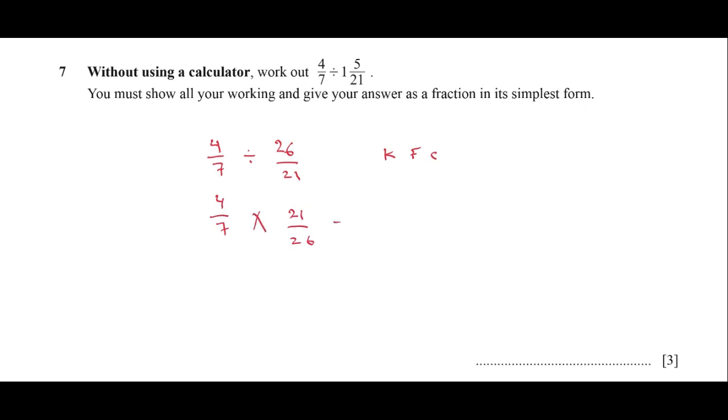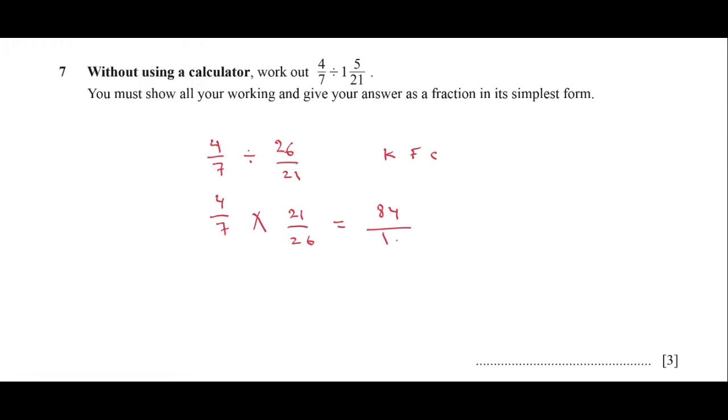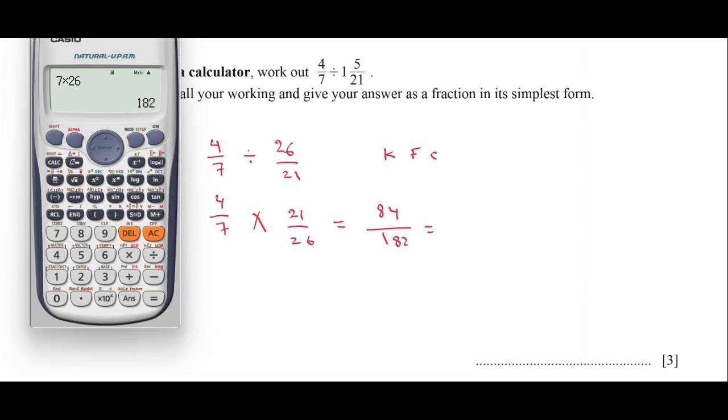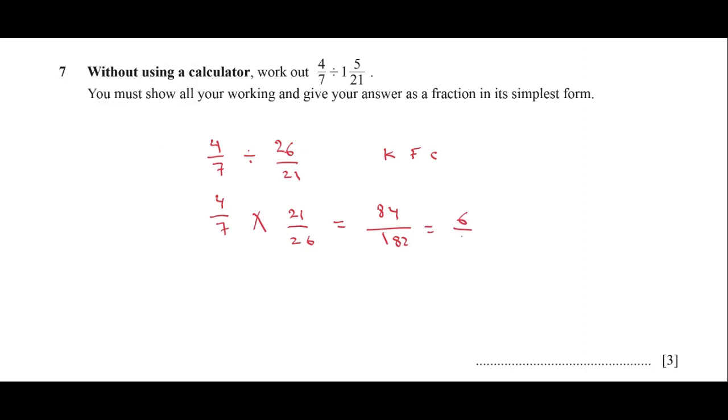multiplication sign. We multiply the numerator, 4 times 21 equals 84, and the denominator, 7 times 26 equals 182. Now we have to write it in simplest form. To write it in simplest form, just write the fraction in your calculator. 84 divided by 182 equals 6 over 13, and now you can get your 3 marks.